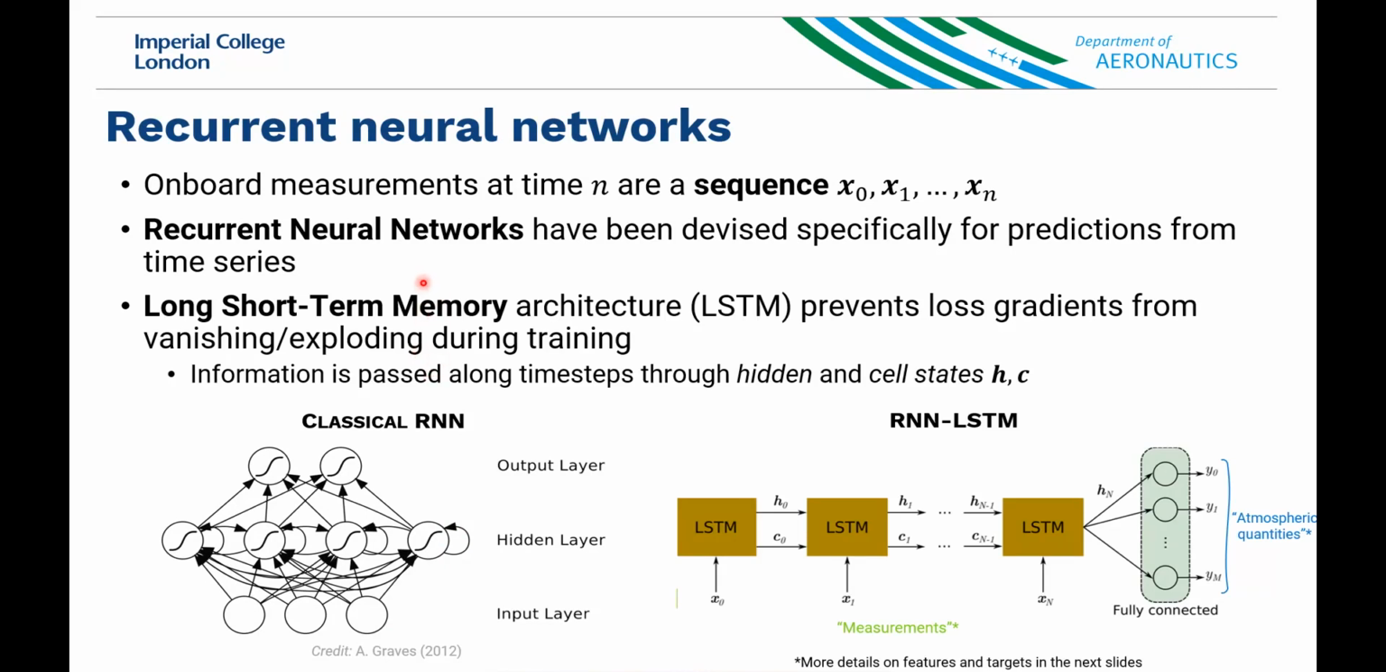Classical recurrent neural networks, however, exhibit a problem during training. The gradient of the loss function tends to either vanish or explode over long sequences. Therefore, we use a modification of this architecture that's called long short-term memory. I won't go into too much detail on how this works, but essentially there are a few other layers in every so-called LSTM cell that prevent the gradient from going to either 0 or infinity. And the information on time steps is passed through these vectors called hidden and cell states. So essentially, we have a sequence of measurements that gets in and we get out as an output atmospheric quantities.